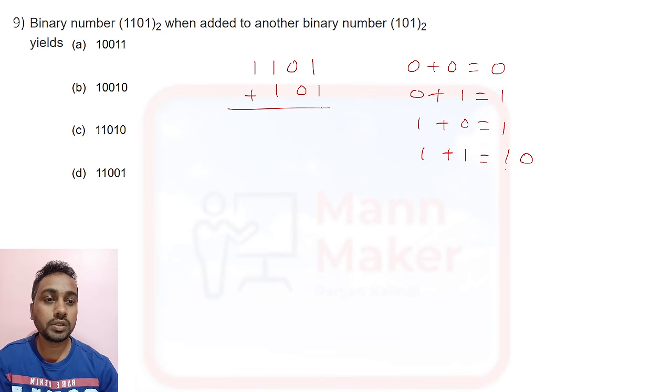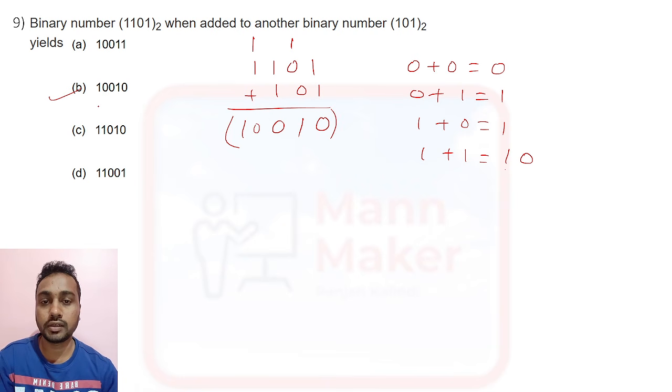So like this, 1 plus 1 is what? 10, that is 0 and 1 carry. So 1 plus 0 is 1, then again 1 plus 0 is what? 1. Okay. Here 1 plus 1 is 10, so 0 and 1 carry. So this is your answer. Option B is the right answer. Okay.